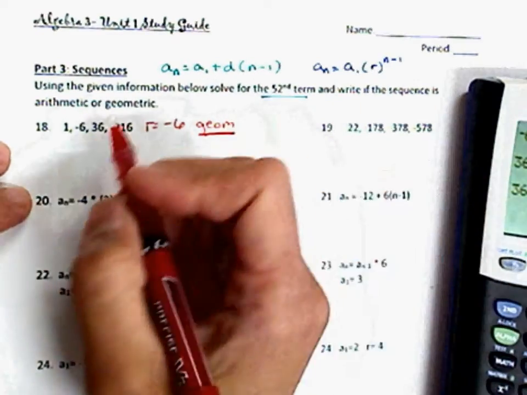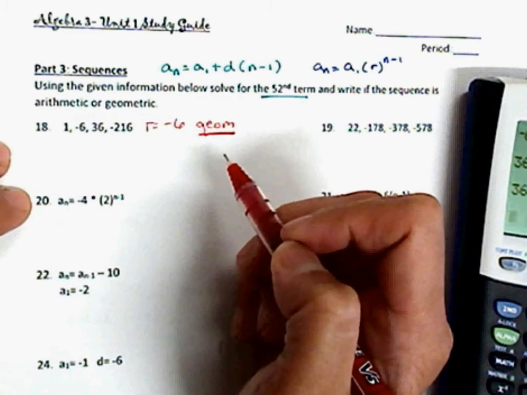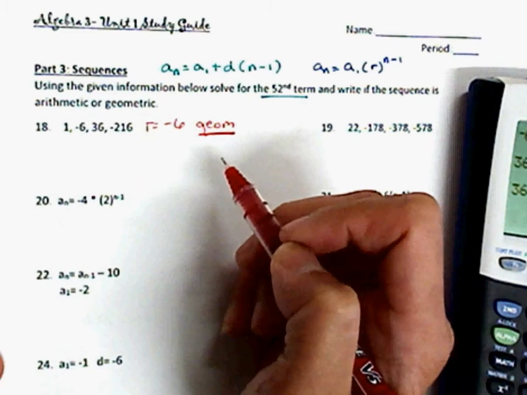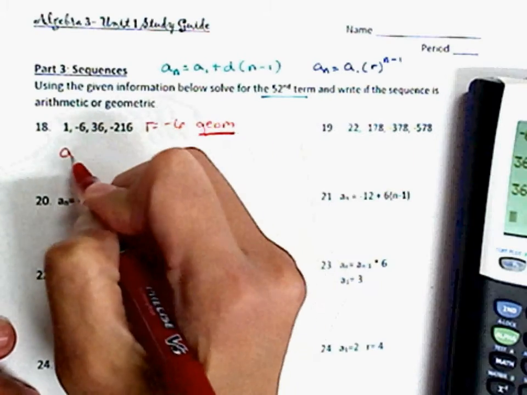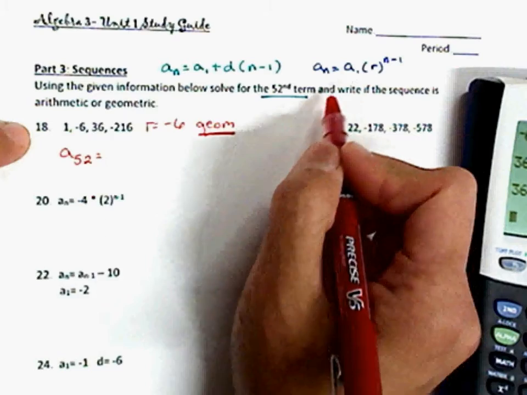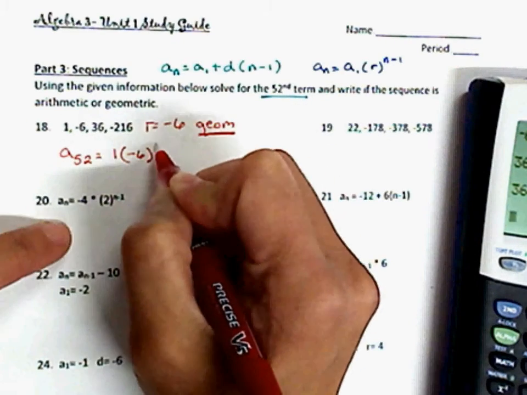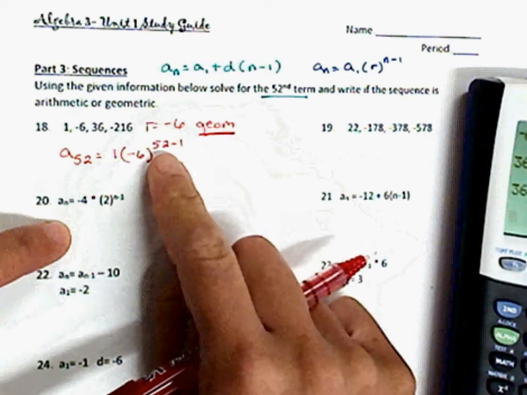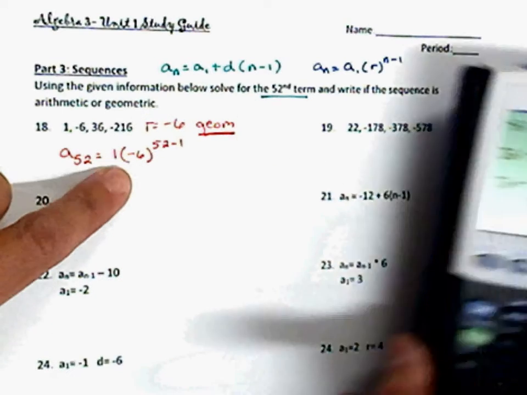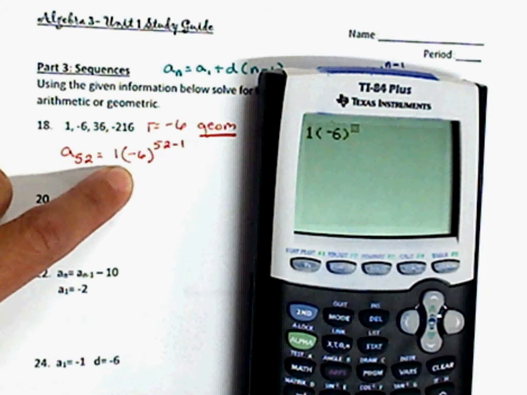Now, I am looking for my 52nd term. It didn't ask you to write a formula, so you don't have to write a formula, but if you show work, you'll get partial credit. So, a sub 52, because it's geometric. What is your first term? 1 times your r, -6, raised to 52 minus 1. That's your nth term, okay? All you've got to do is type that into your calculator: 1, parentheses, -6. Make sure you use the negative and not the minus, raised to the 52 minus 1.